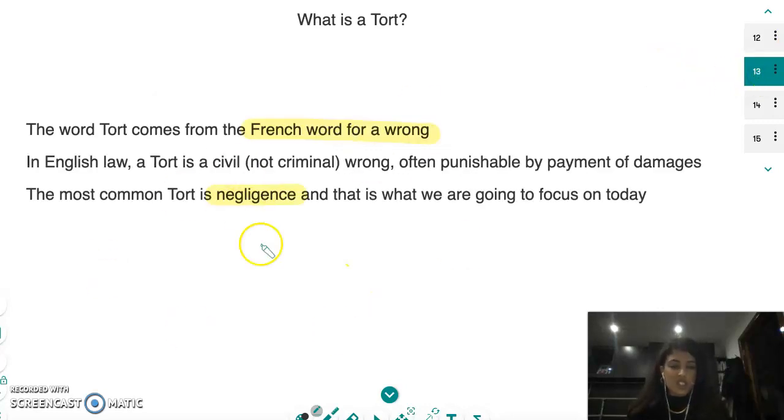So the first thing to note, which is just to introduce what torts are, tort means wrong in French, and it is a civil wrong as opposed to a criminal wrong. And because it's civil, it's often punishable by payment of damages as opposed to a prison sentence, for example. And the most common tort is negligence, and that's why we're going to focus on negligence today, and specifically the first step in establishing whether someone has behaved negligently, which is establishing a duty of care.